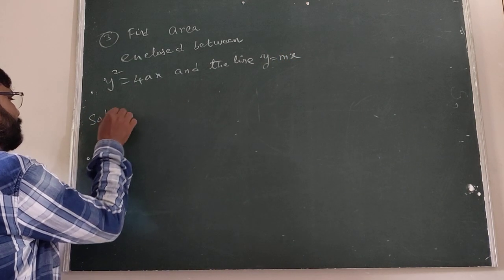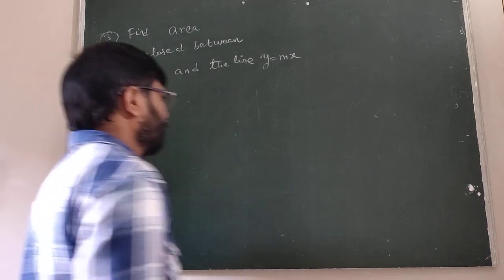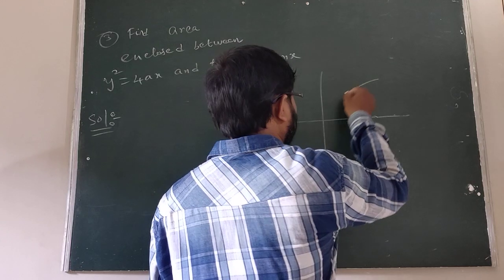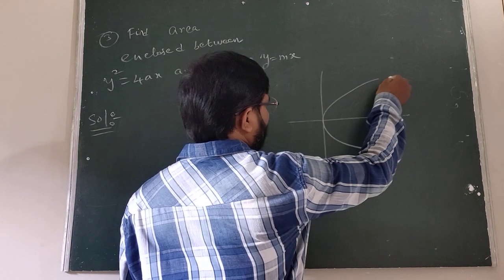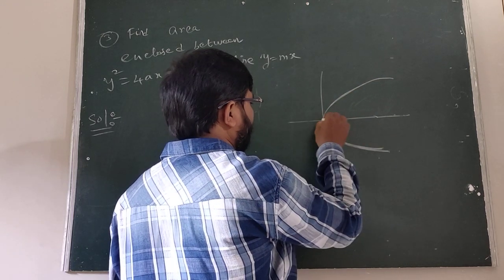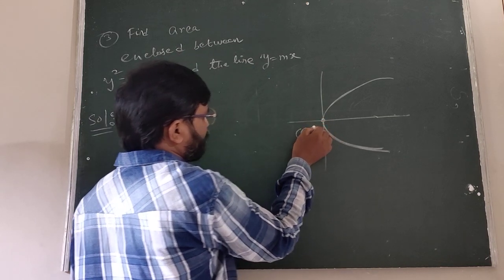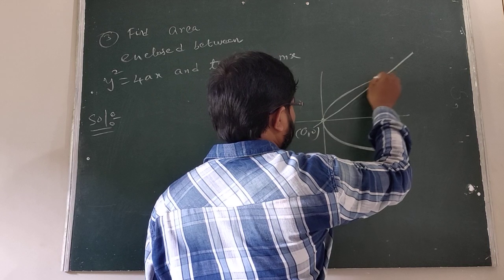All of you listen here. Just now we discussed the diagram of y squared equal to 4ax. It is this one, everybody knows that. The line y equal to mx passes through the origin, so this is the other intersecting point.